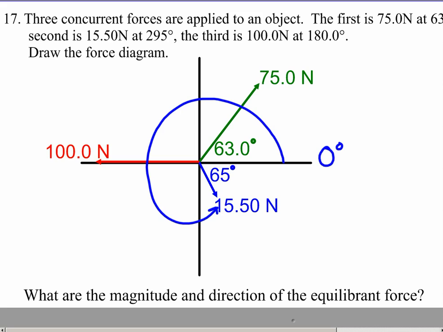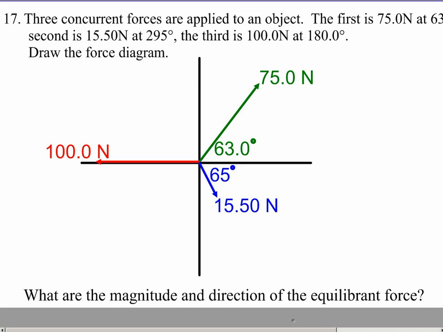Well, again, a couple of you told me that you subtract 295 from 360 degrees, and that will give us our 65-degree angle. We're going to work with angles that are 90 degrees or less because it makes the math a lot easier. Our last force is at 180 degrees, and it's 100 newtons. And the question we're asked is, what are the magnitude and direction of the equilibrant force?